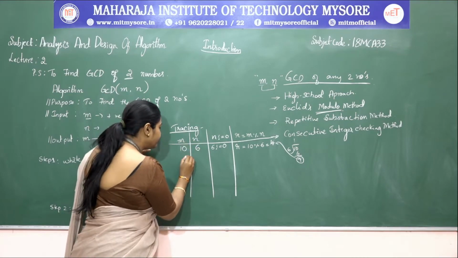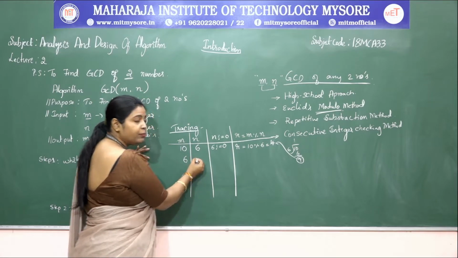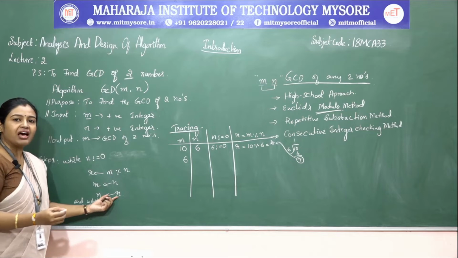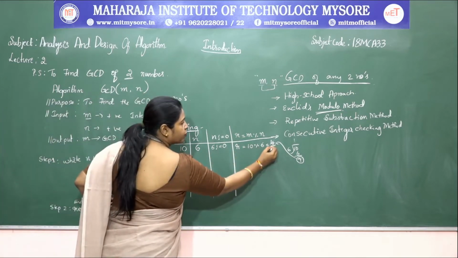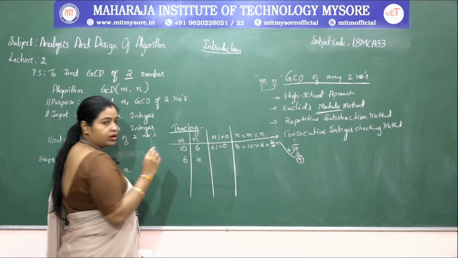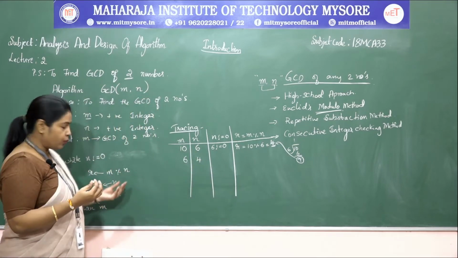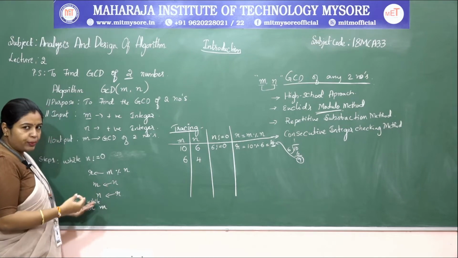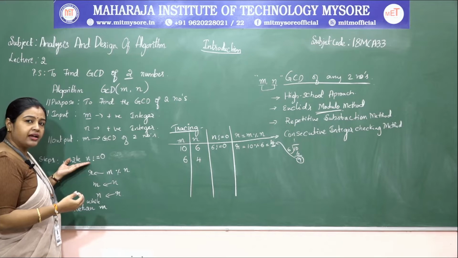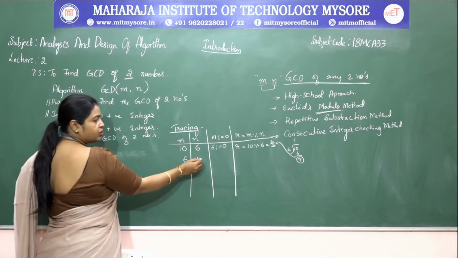So now m will become 6, and n has to be replaced with the r value. What is the r value we have found? r is 4. So now n got changed. Since it is a looping statement, again it will come back to this statement. Now the n value is 4.